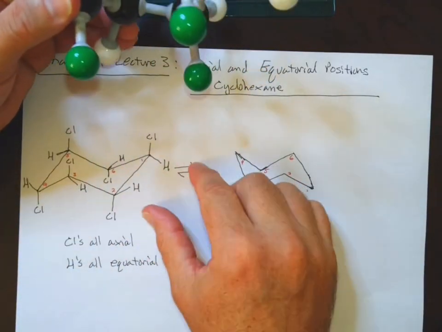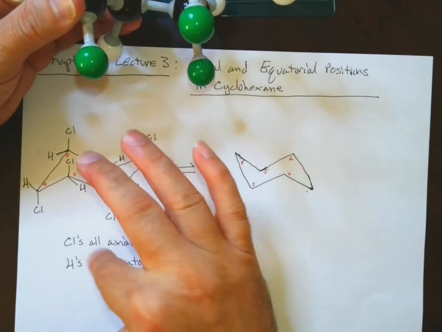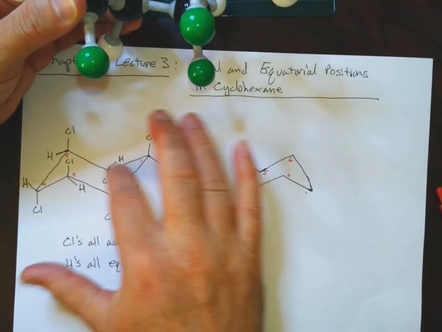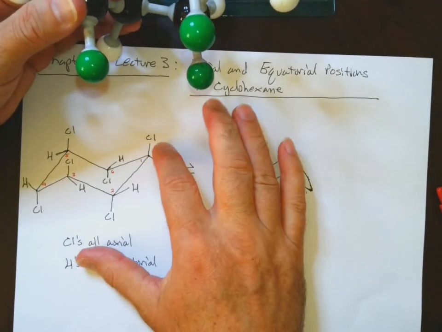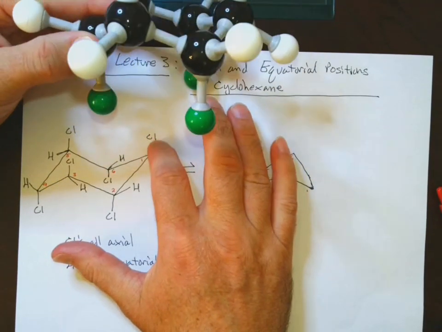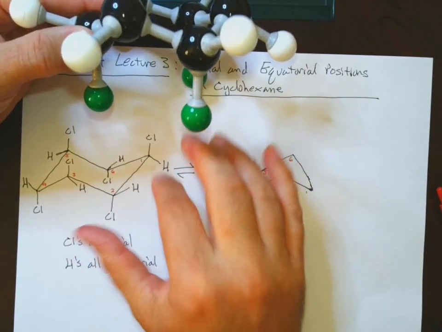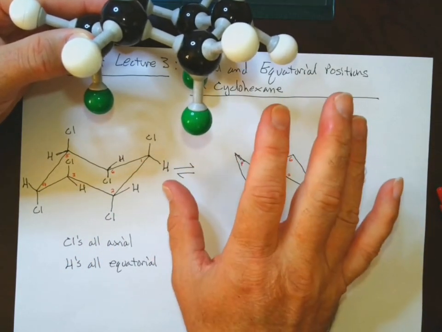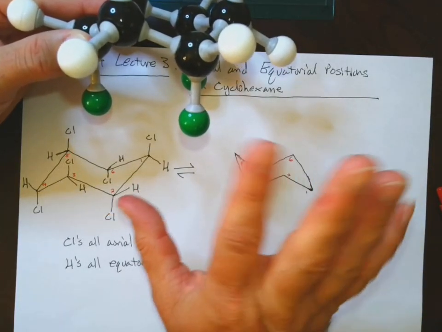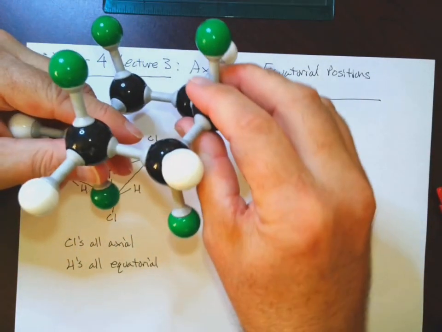So this is another skill that you want to master, is drawing the axial and equatorial positions on a chair conformation. And it's important to do these accurately. It's important to make your chairs accurate, and important to draw your axial and equatorial bonds accurately. If you don't, then I don't know that you understand really what axial and equatorial are. So definitely practice this. Now let's do the ring flip.